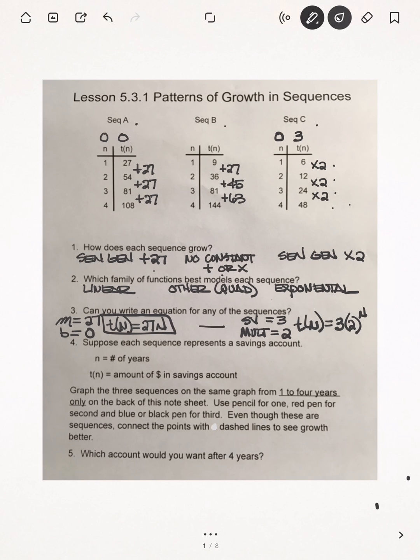And even though these are sequences, we're going to connect the points with dashed lines to see the growth better. So normally we would not connect the points with lines because these are discrete, but for today we're going to go ahead and connect them with dashed lines just so we can see everything better. And what we want to know in the end when we look at our graph is which account would we want to have our money in after 4 years.